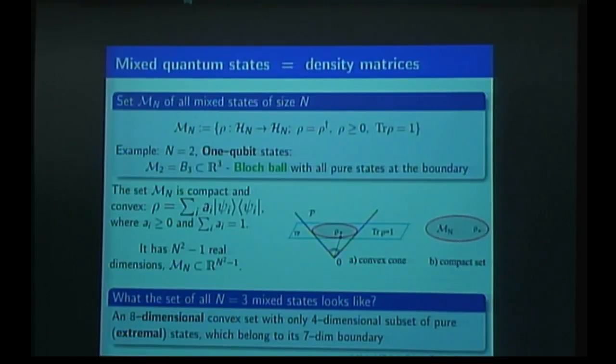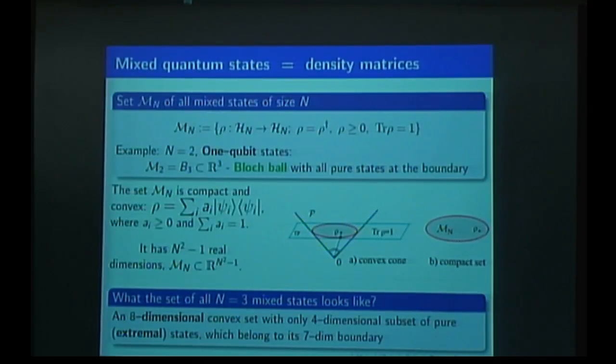But look, this is simple for n equal 2, for a qubit. In general, it's more complicated. In mathematical terms, you can say that the set of positive matrices forms a cone, but a cone in a larger dimensional space. And now, trace rho is equal to 1. This is a normalization condition.